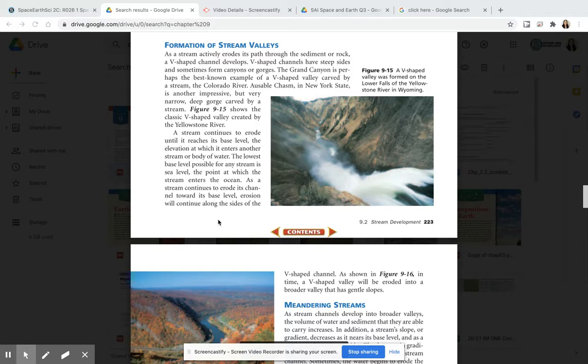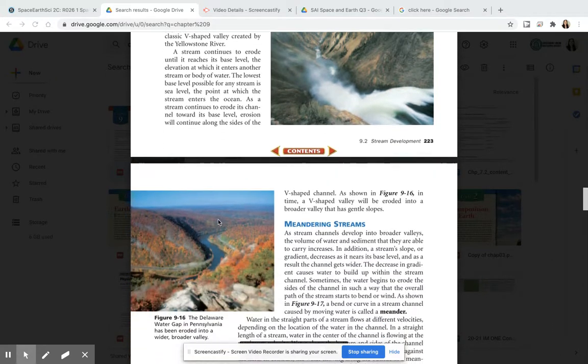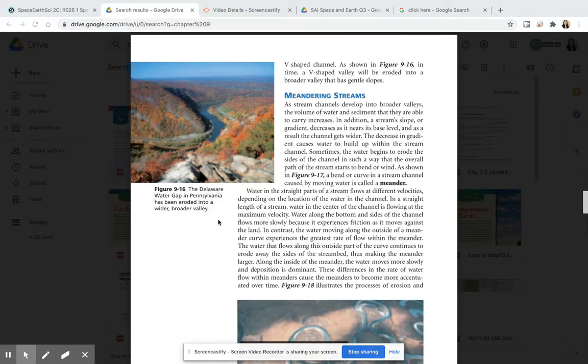A stream continues to erode until it reaches its base level, the elevation at which it enters another stream or body of water. The lowest base level possible for any stream is sea level, the point at which the stream enters the ocean. As the stream continues to erode its channel toward its base level, erosion will continue along the sides of the V-shaped channel, as shown in Figure 9.16. In time, a V-shaped valley will be eroded into a broader valley that has gentle slopes.